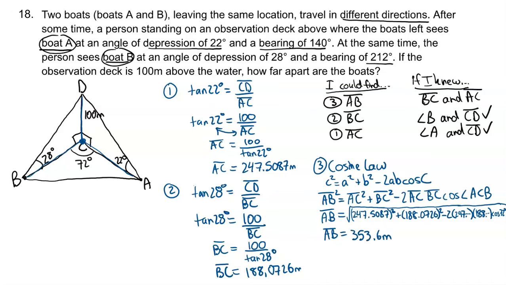353.6 meters. And what that means is the boats, A and B, are that far apart. Boats A and B are 353.6 meters apart from the observer. That's what they're able to calculate based on what they observe.